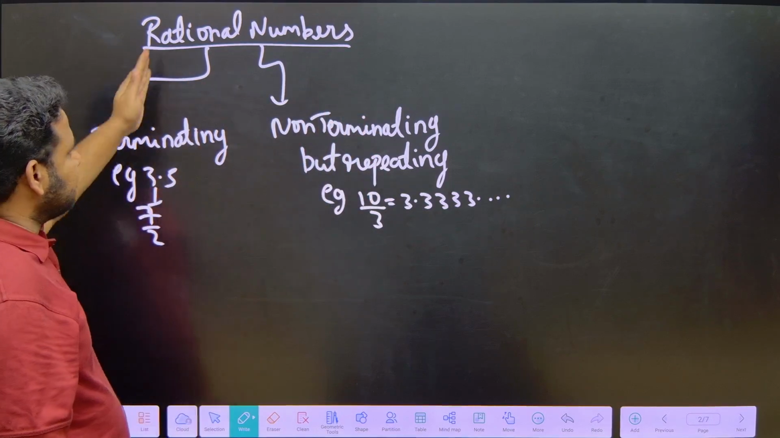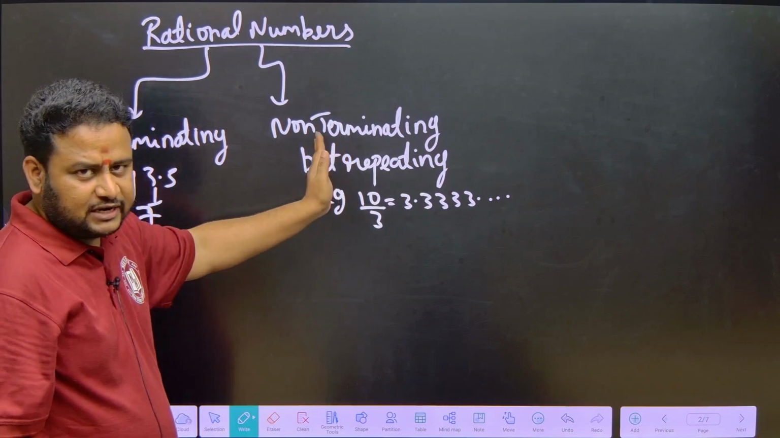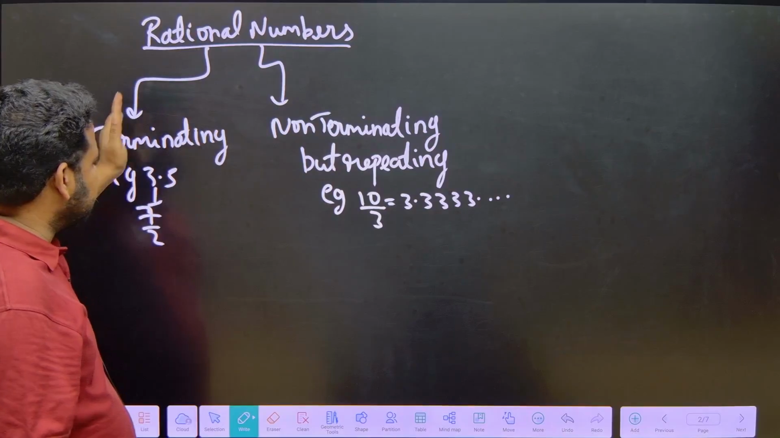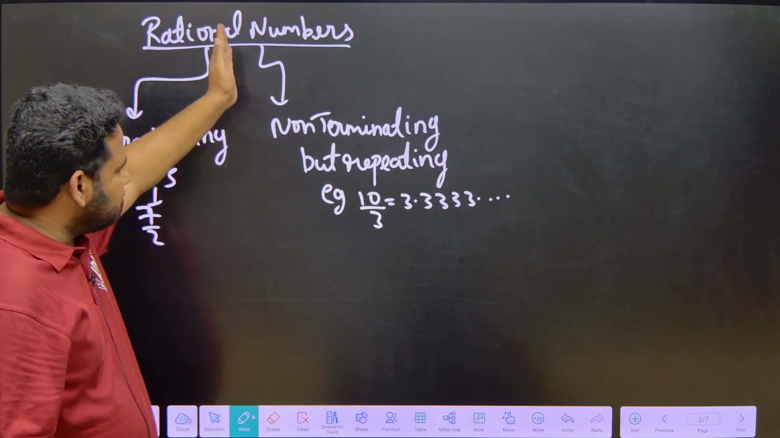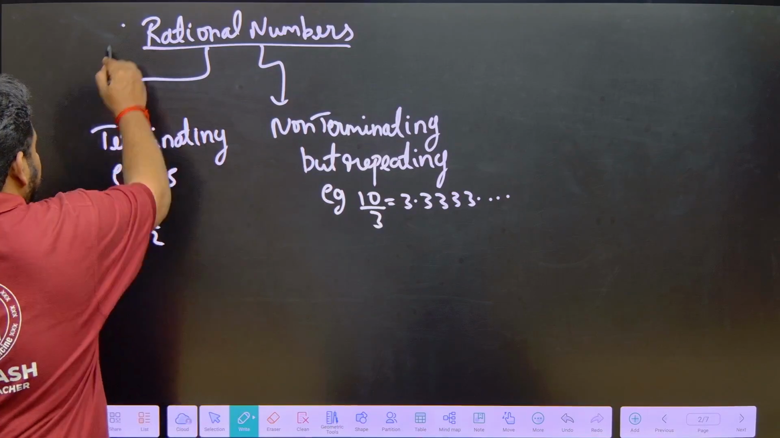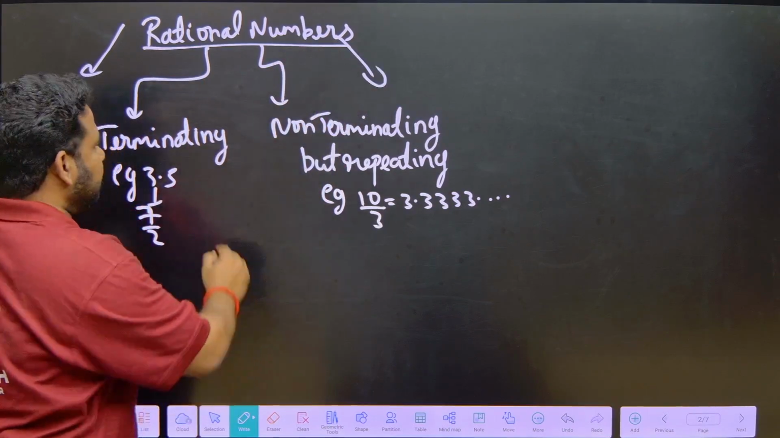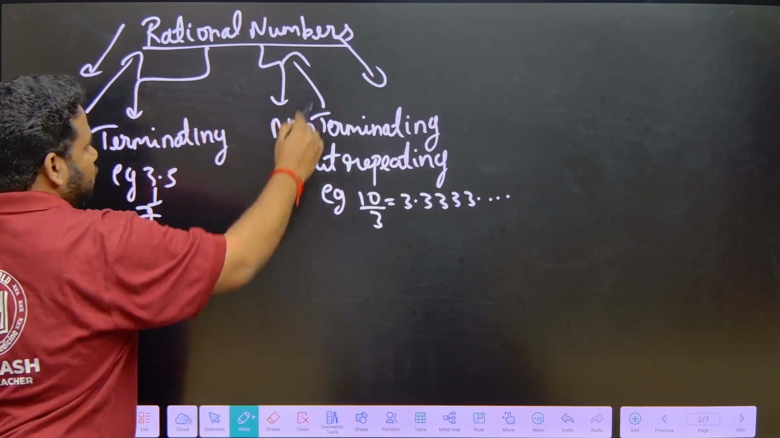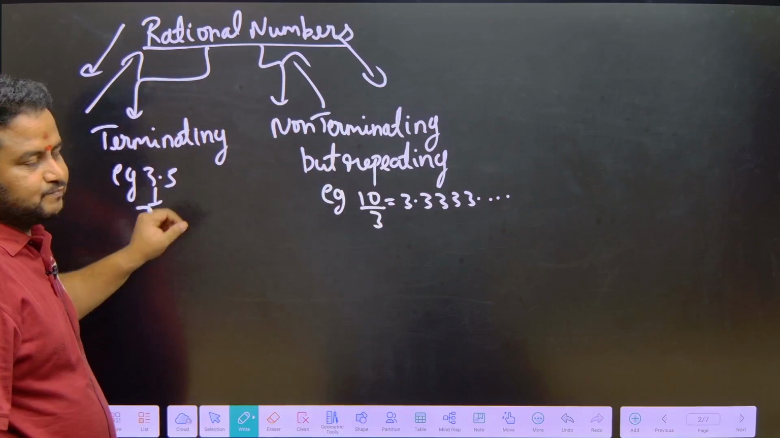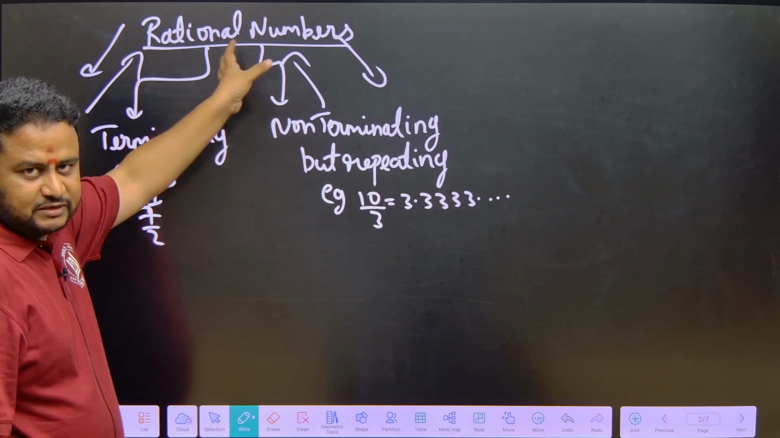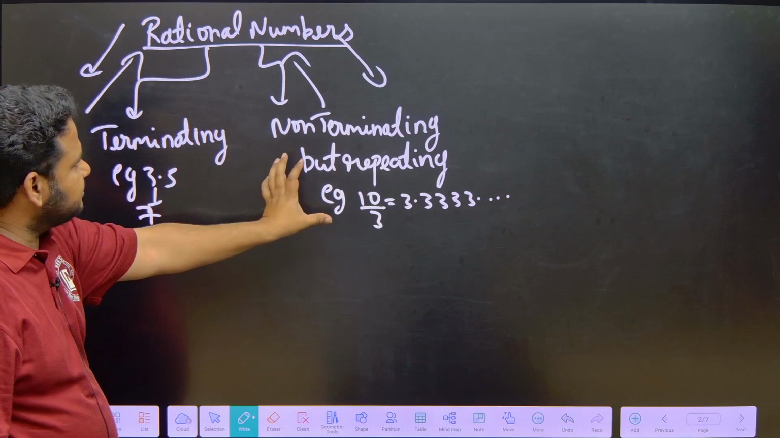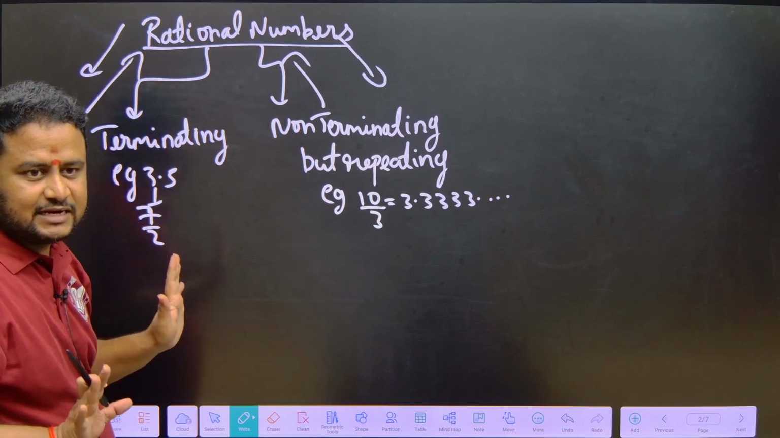All terminating numbers are rational numbers, all non-terminating and repeating numbers are rational numbers, but all rational numbers are not terminating, and all rational numbers are not repeating. So this way it is not true, but this way it is true. Are rational numbers only repeating? No, rational numbers are terminating also. Rational numbers are repeating also. All terminating numbers are rational numbers? True. All repeating numbers are rational numbers? It is a true statement. Is it clear? I hope it is clear.